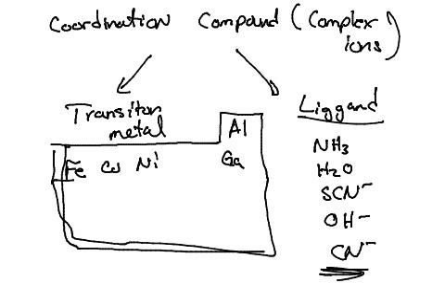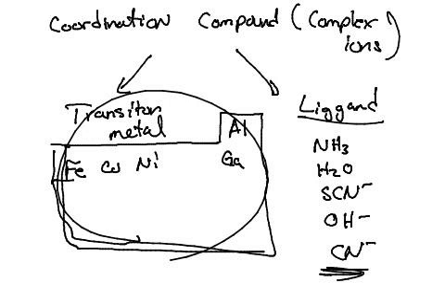So basically here is the gist. If you mix one of these as an ion, by the way, that means you'll have a charge. You have to figure out its charge. And one of these ligands, then you make a complex ion.